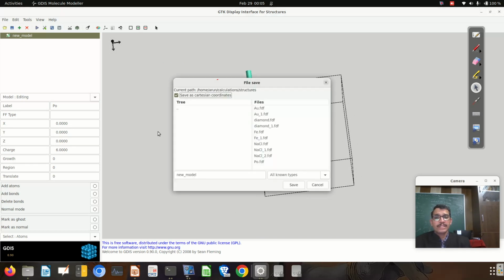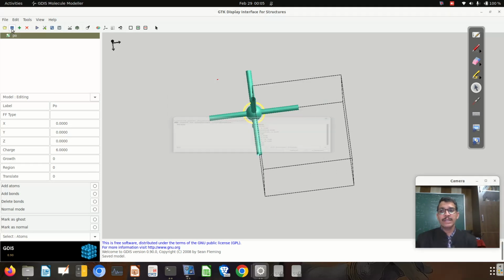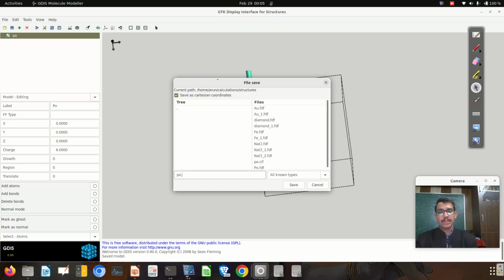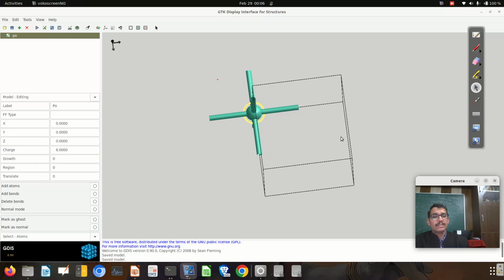From here I can save this as either in the po.cif file, or I can save it also as a po.fdf. We can save either in the Cartesian coordinates or in the fractional coordinates. If I tick it, then it will save it as Cartesian coordinates, otherwise it will save it as fractional coordinates, right? So this is it.